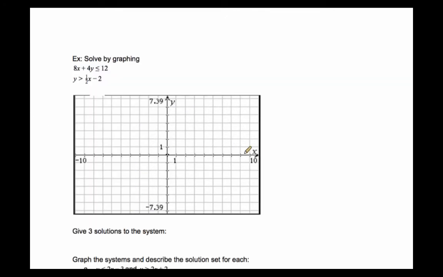All right, moving on. All right, so we're going to solve this by graphing. Notice the first one is in standard form. So here we go. We are going to write this into slope-intercept form. We got this. You got this. You should be able to pause the video and do this on your own.